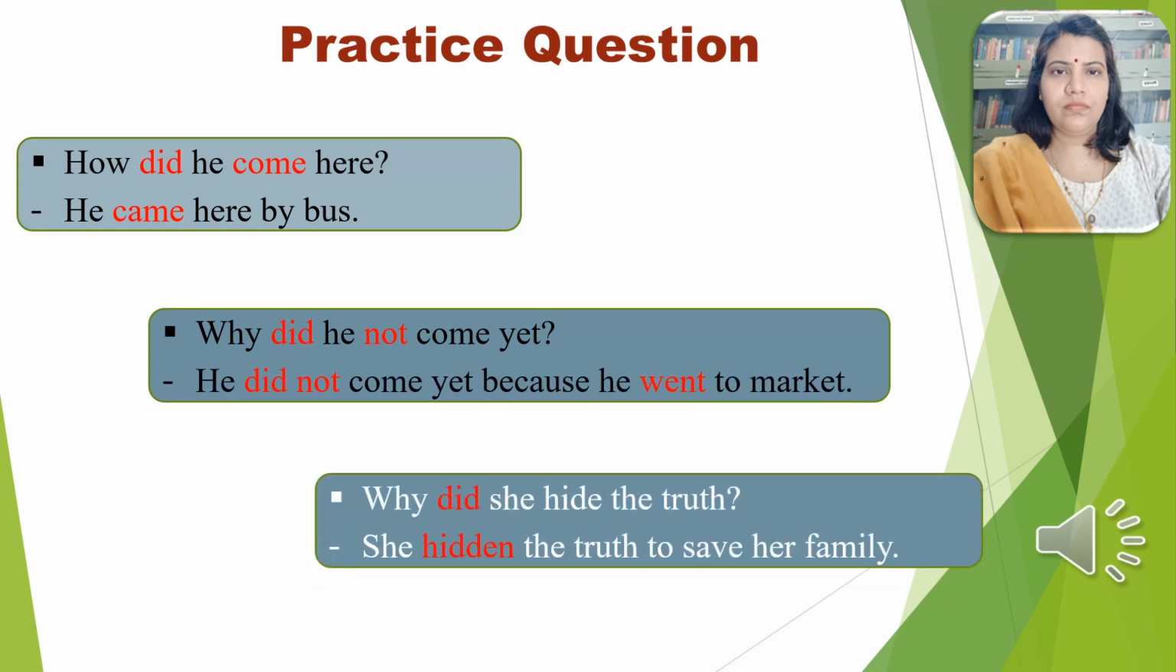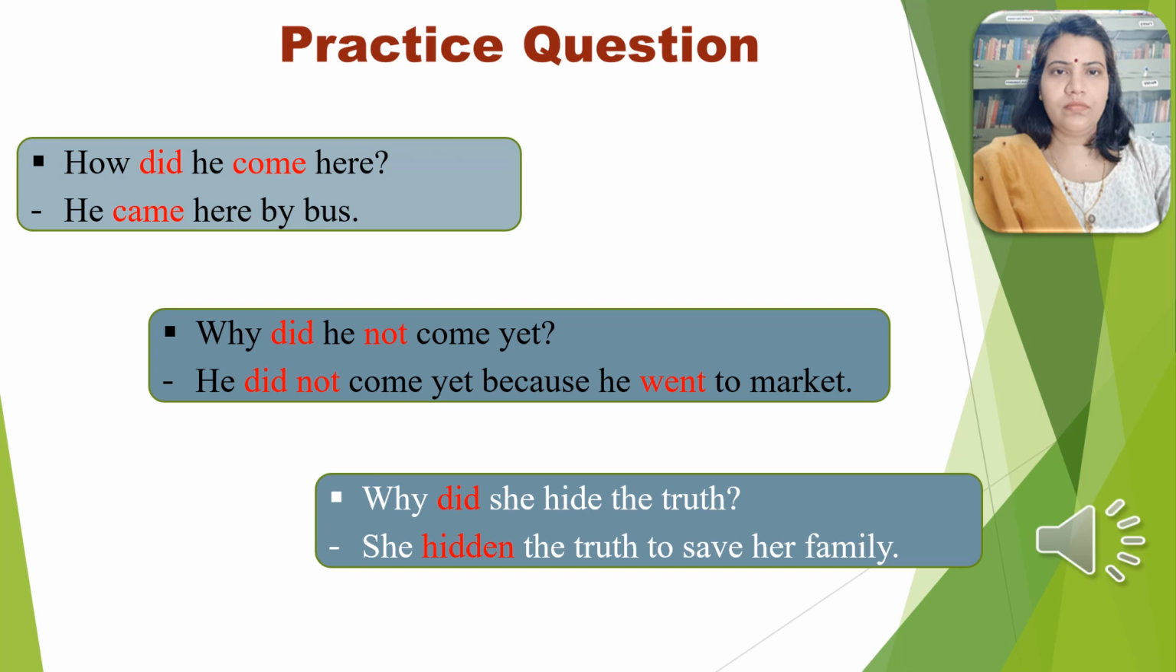The next question is how did he come here? So the mode of coming, or the way, is being asked in this question, and the question is in past form, so we have to give the answer in past form. So we have to remove "did" here and use the past form of "come" with "he". So the answer will be: he came here by bus.